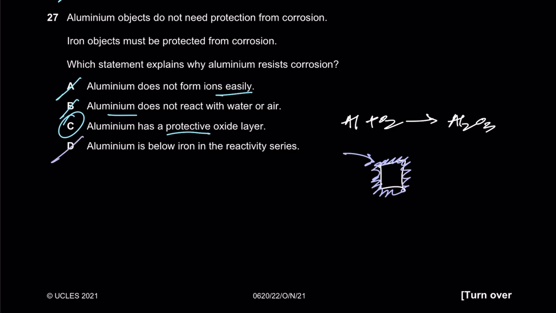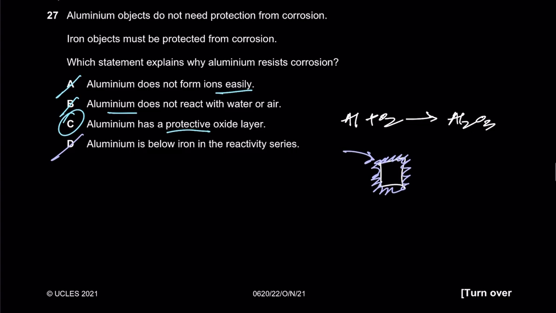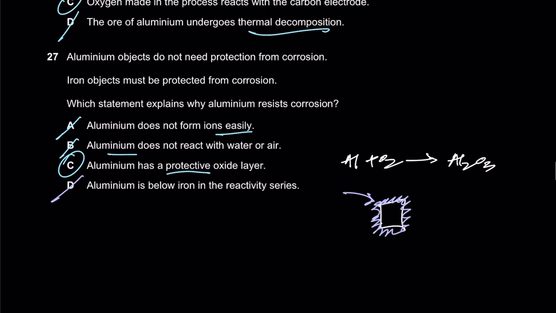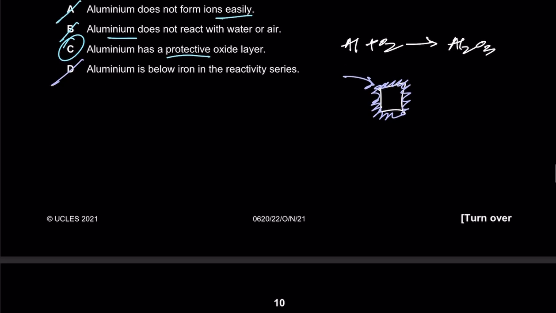Aluminum is below iron? No, sir. Aluminum is below iron in the reactivity series. Firstly, this is wrong. It's not below iron in the reactivity series. It's above iron in the reactivity series, and that still does not explain why it resists corrosion.